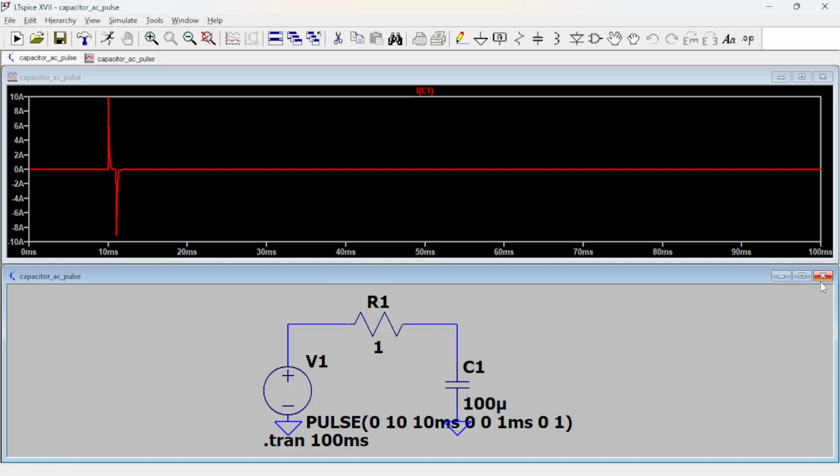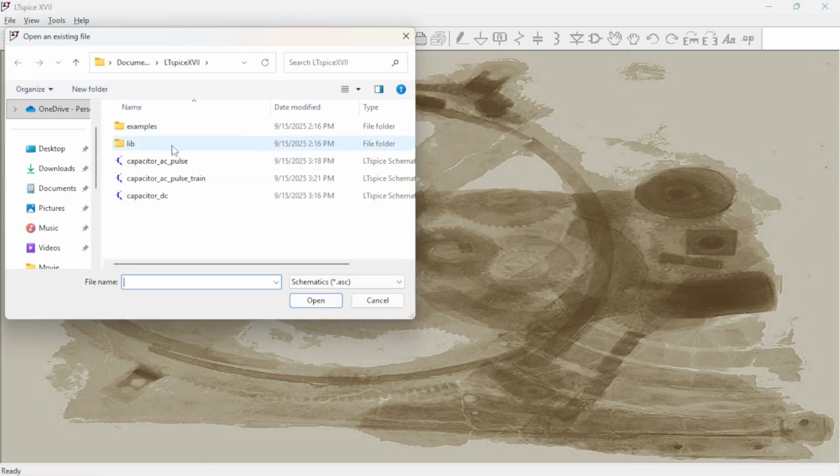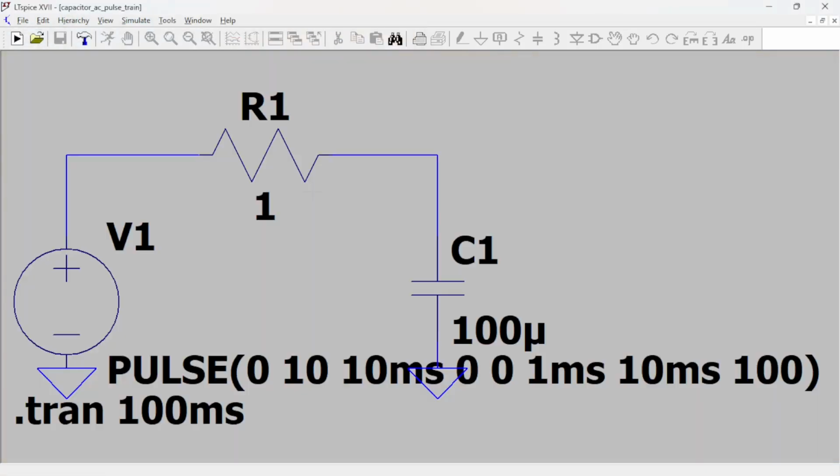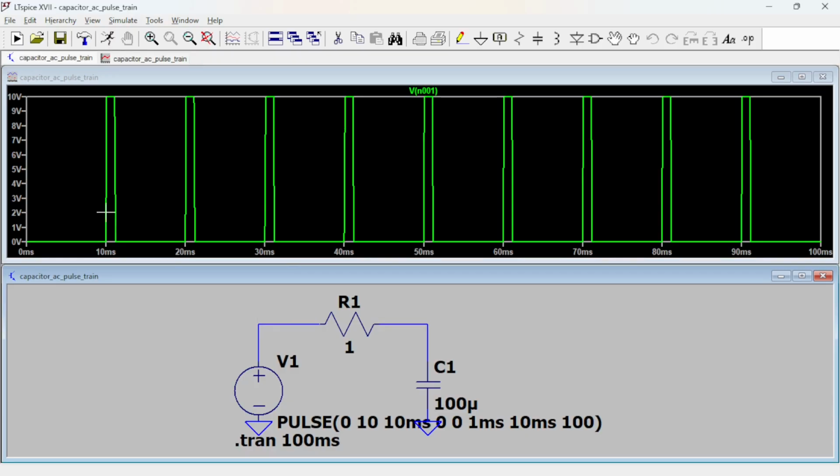This is considered AC, but let's also look at the pulse train. It's the same thing, except that it's a bunch of pulses. Let's run it. Let's look at the voltage. That's your pulse train. Everything else is the same. So you can look at the voltage here.